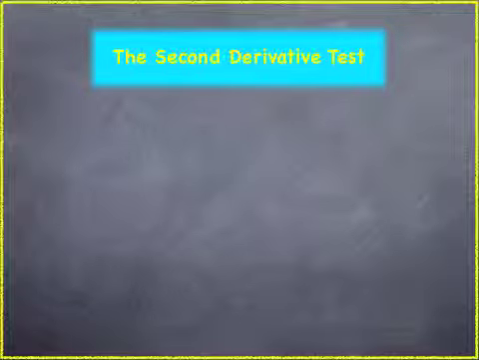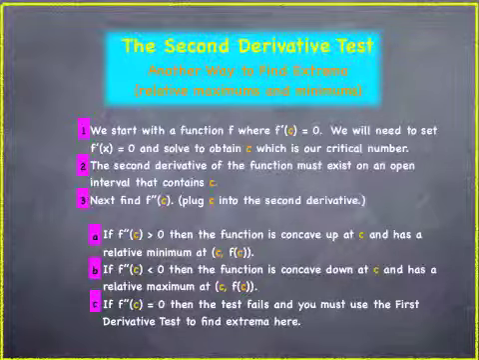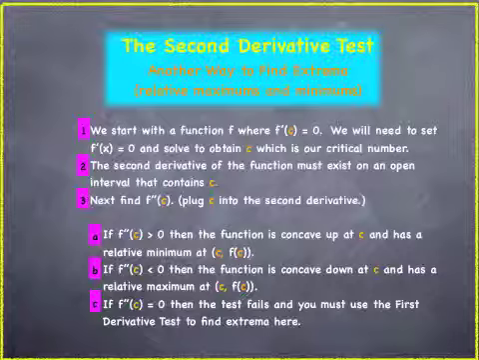Welcome. Today we're going to learn about the second derivative test. So what is this second derivative test? Well, basically it's another way to find extrema. We've already learned the first derivative test, so this is another way to do that. In other words, this is a way that we can find where our relative maximums and relative minimums are along our function. Okay, so how do we do this?